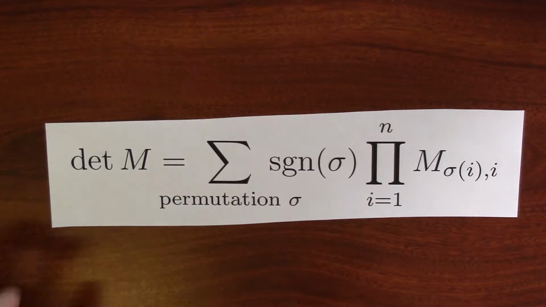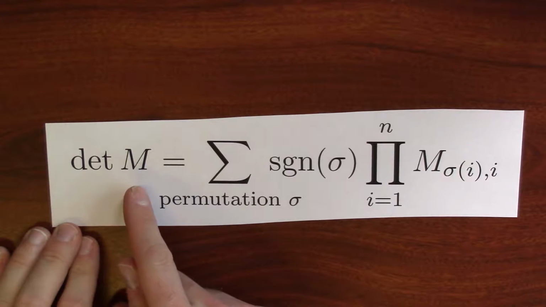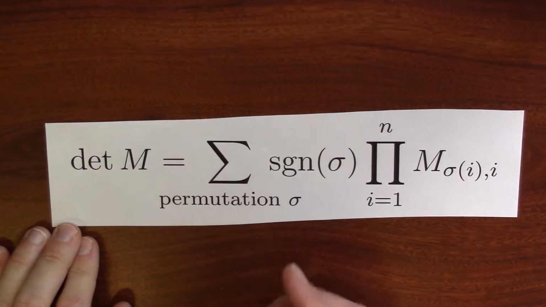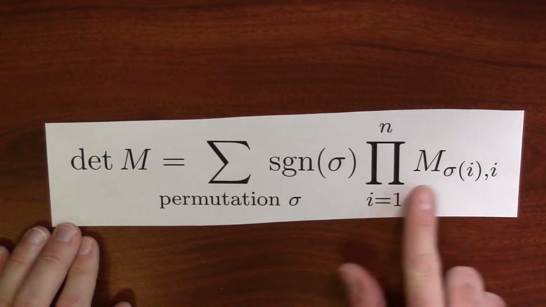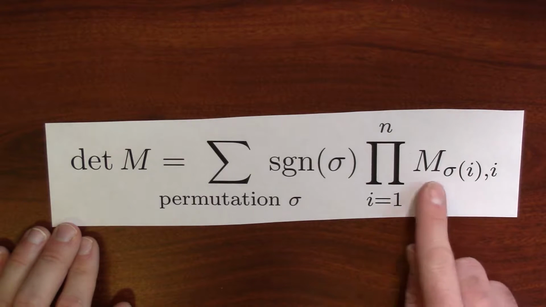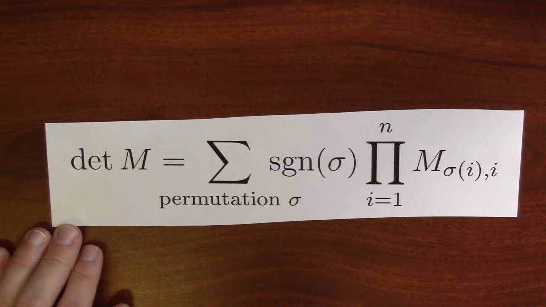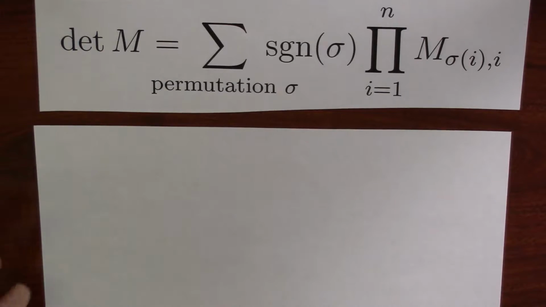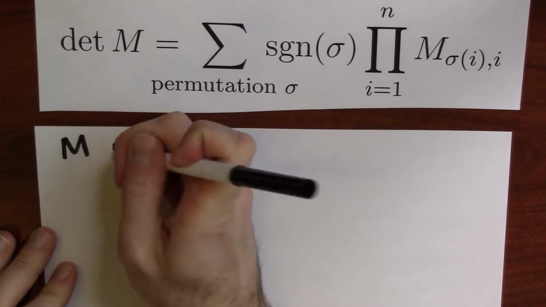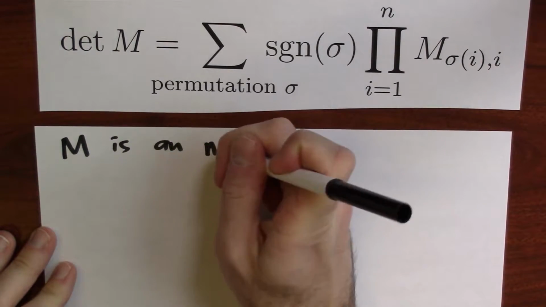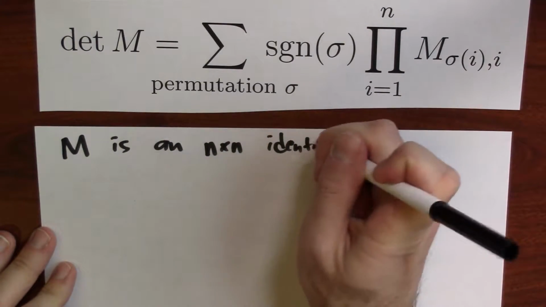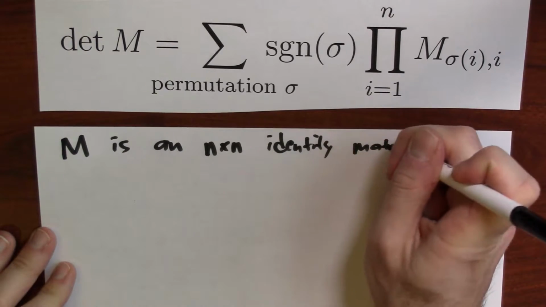Now, the Leibniz formula tells us how to compute the determinant of an n by n matrix M. It's going to be a sum over permutations of n items. And what are we summing? Well, the sign of the permutation times the product of certain entries in this matrix, the sigma ith entry of the matrix M. Let's compute. So the case that we're interested in is this one, where M is an n by n identity matrix. So what's the M sigma ith entry in this case?